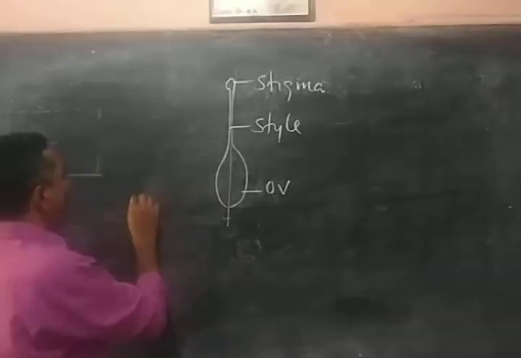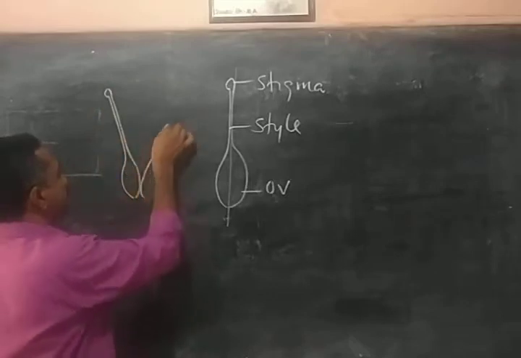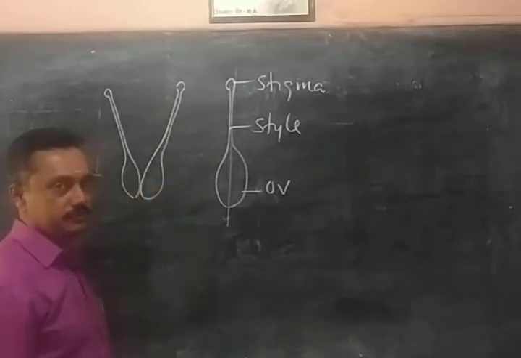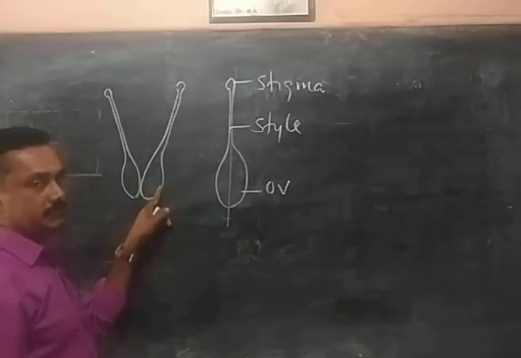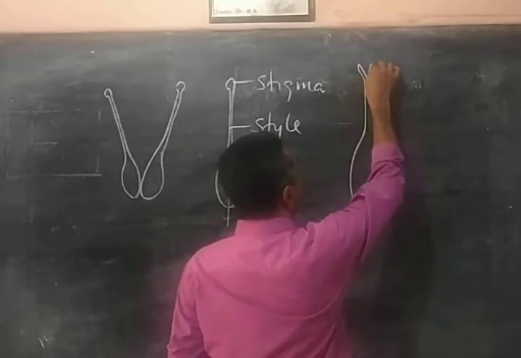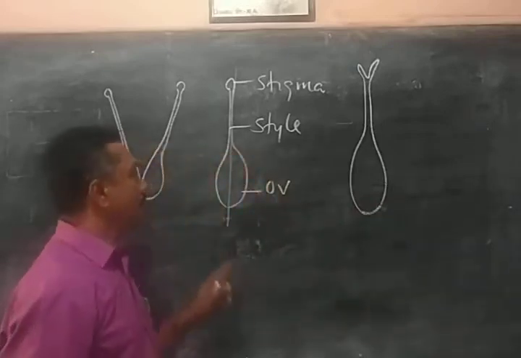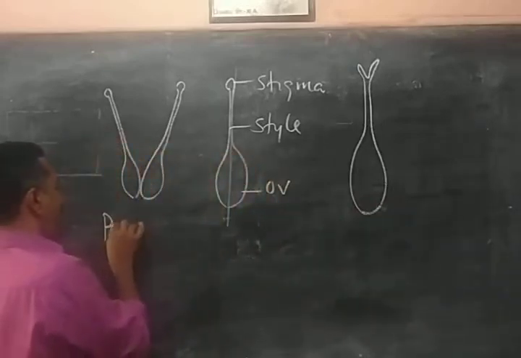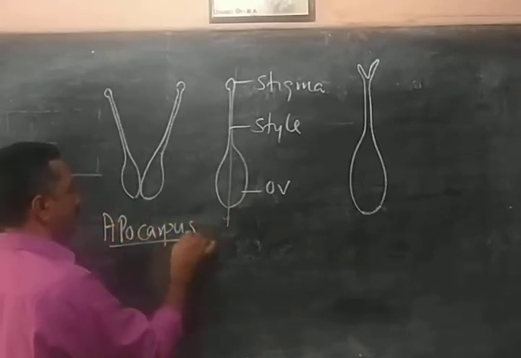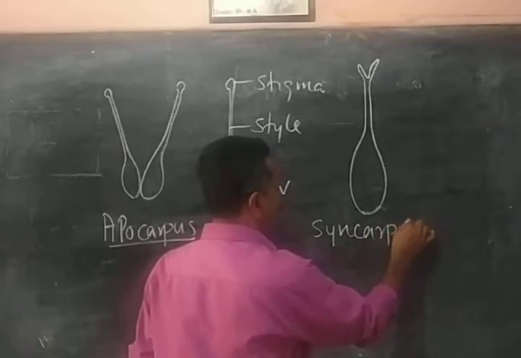In many plants, the carpels are free, not joined. Two carpels are free from one another. And in many plants, the carpels are joined. If the carpels are free, it is called apocarpous condition. Apocarpous. And if the carpels are joined, it is called syncarpous condition.